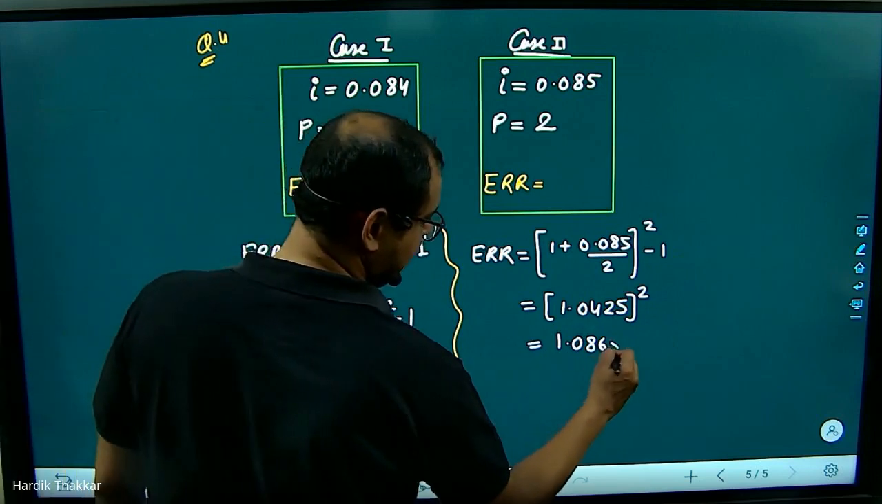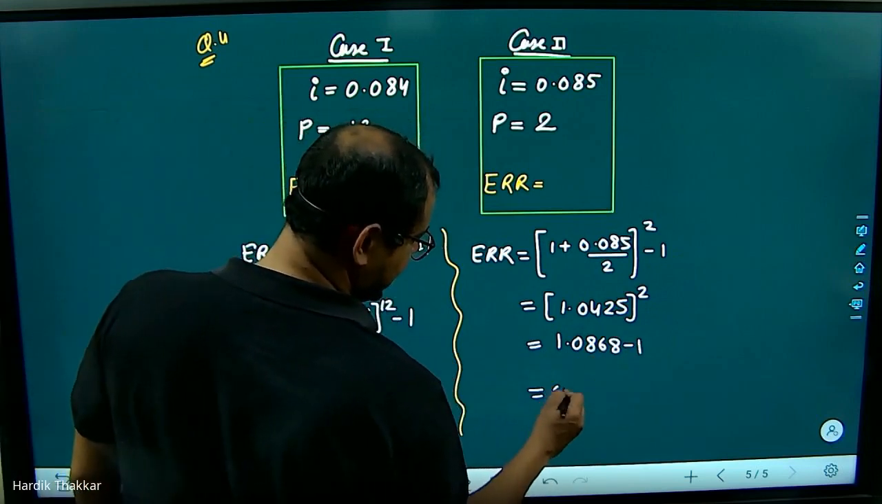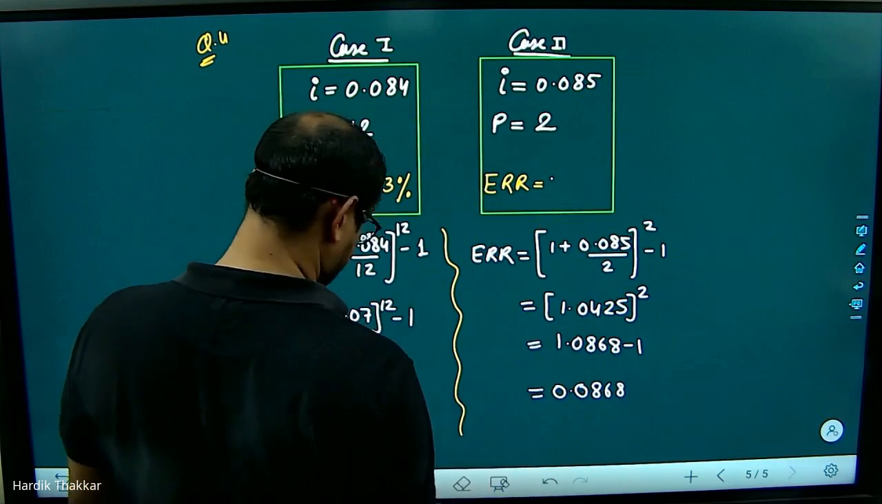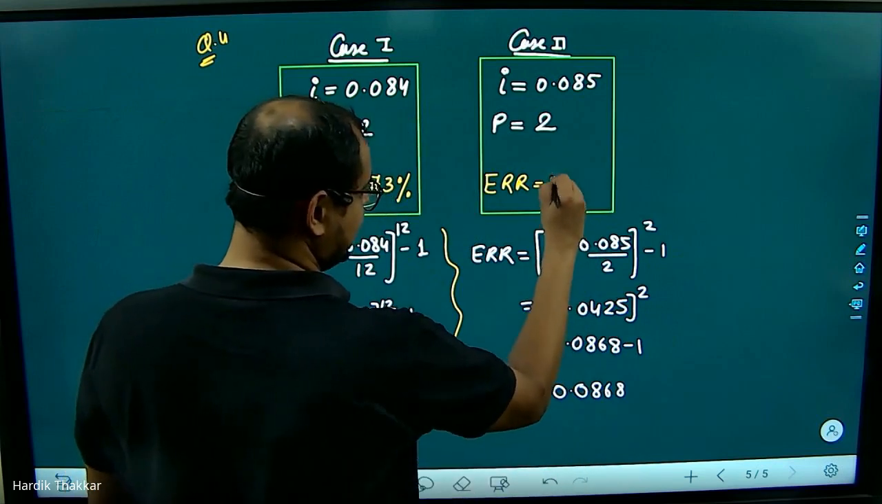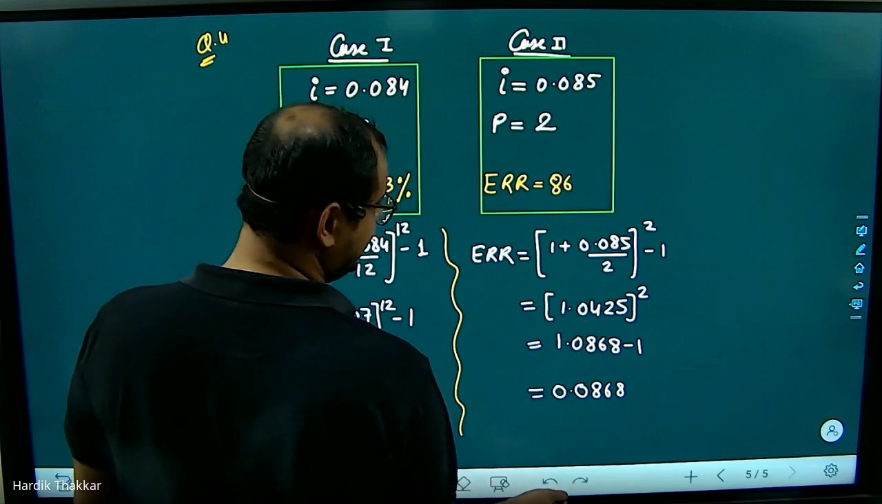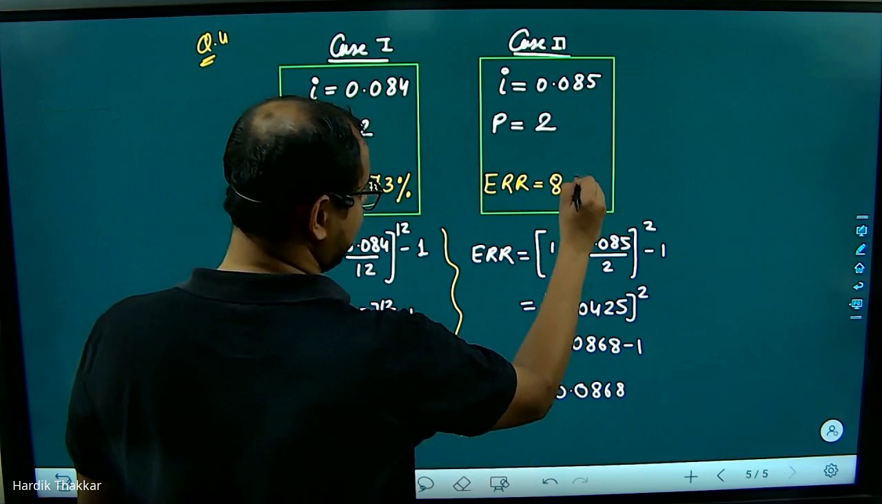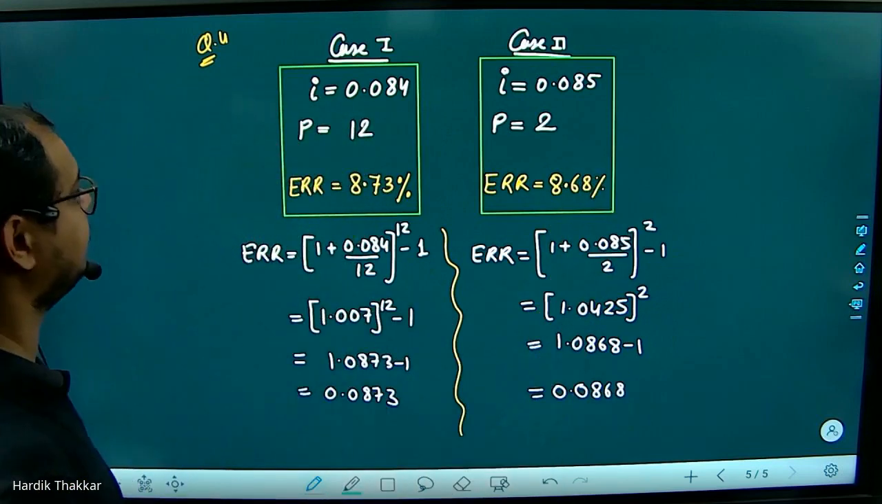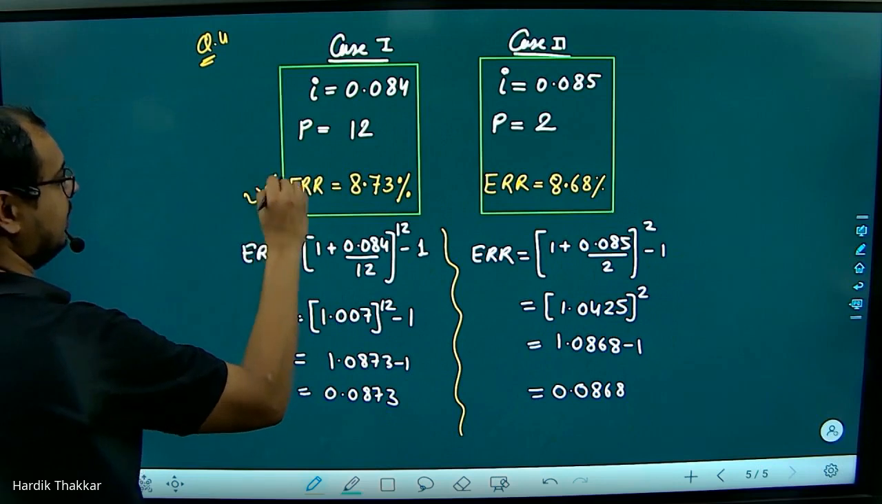1.06086 minus 1, so it will be 0.0868, so the percentage will be 8.68%. So which option is better? The first option is better.